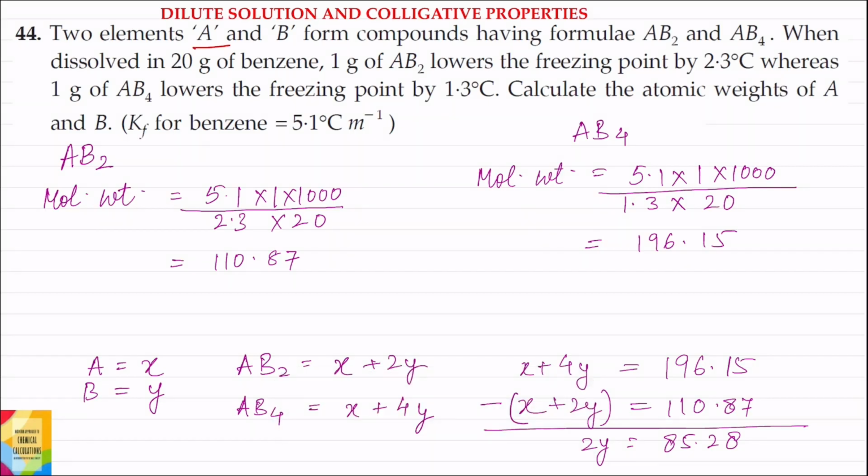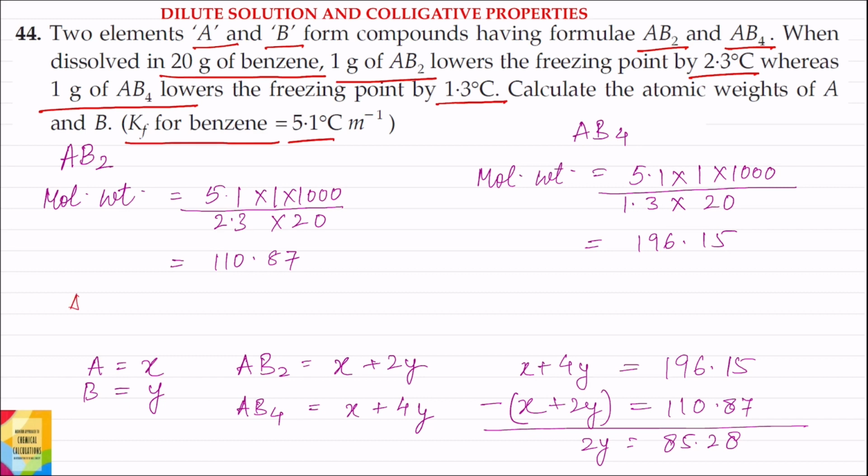Two elements A and B form compounds having formula AB2 and AB4. When dissolved in 20 gram of benzene, means the solvent is benzene, 1 gram of AB2 lowers the freezing point by 2.3 degree centigrade, whereas 1 gram of AB4 lowers the freezing point by 1.3 degree centigrade. Calculate the atomic weights of A and B. Kf for benzene is 5.1.